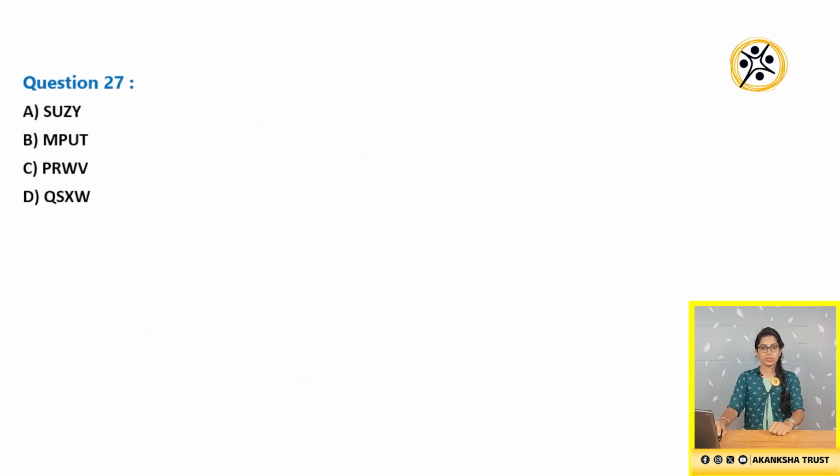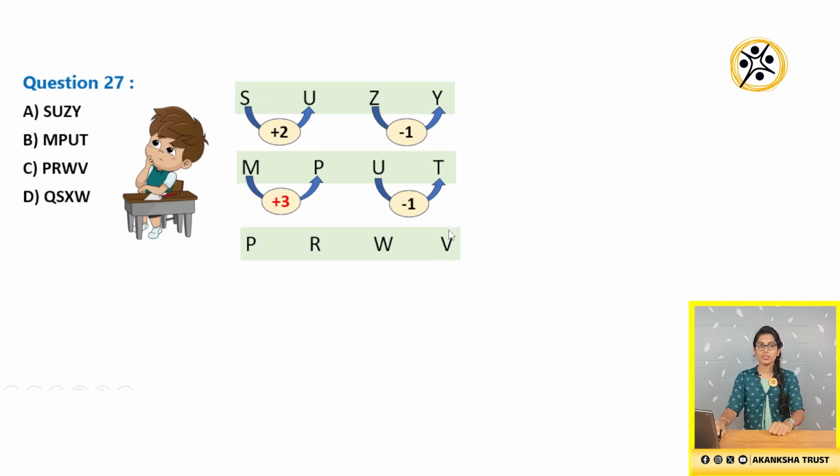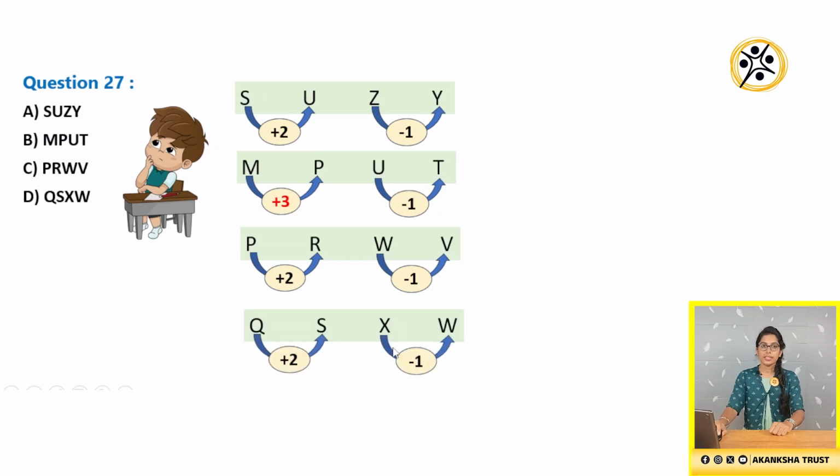Next, coming to the next question. Here SUZY. So S plus 2 is U and Z minus 1 is Y. Here we are taking the relationship between the first letter and the second letter, and the third letter and the fourth letter. Let us see whether this relationship follows in all the other options or not. So M plus 3 is P and U minus 1 is T, and P plus 2 is R, W minus 1 is V, Q plus 2 is S and X minus 1 is W.